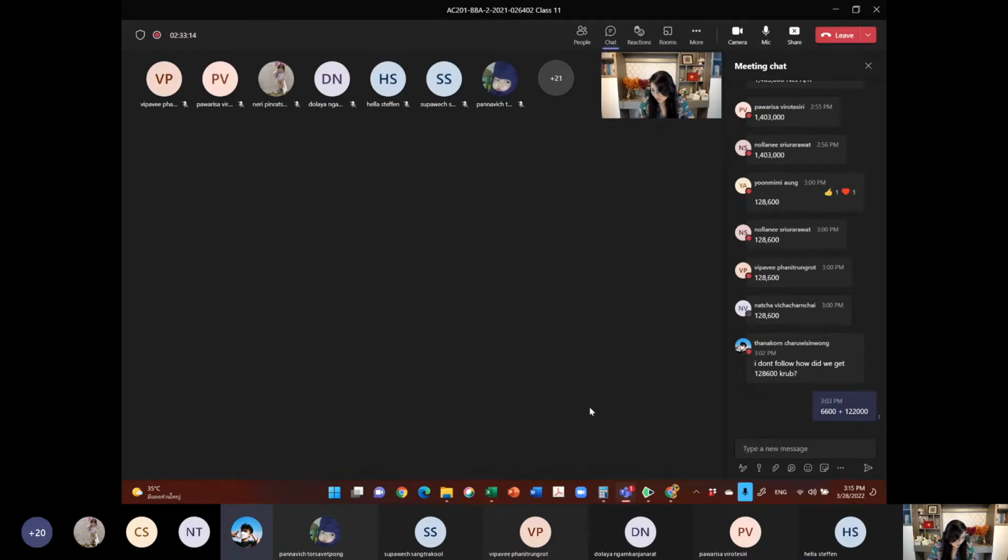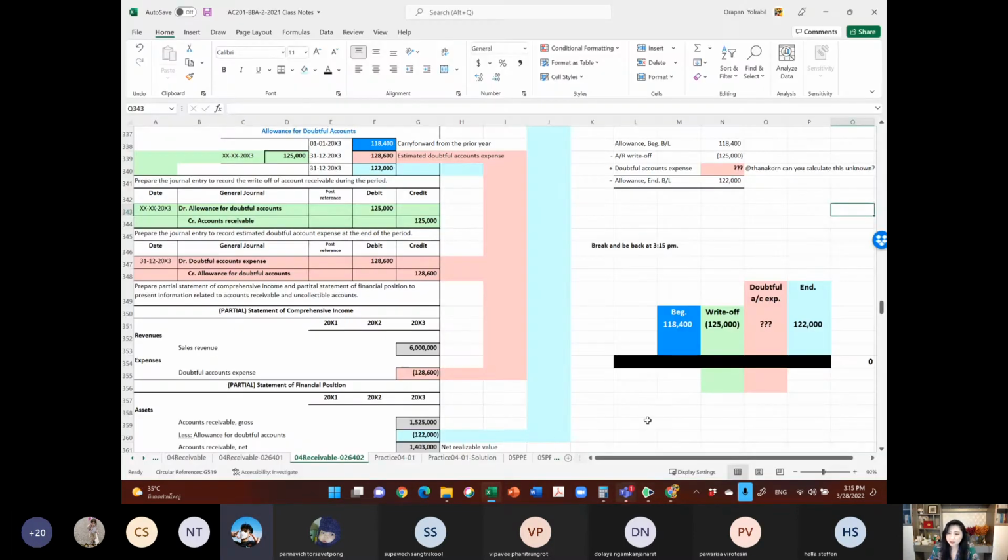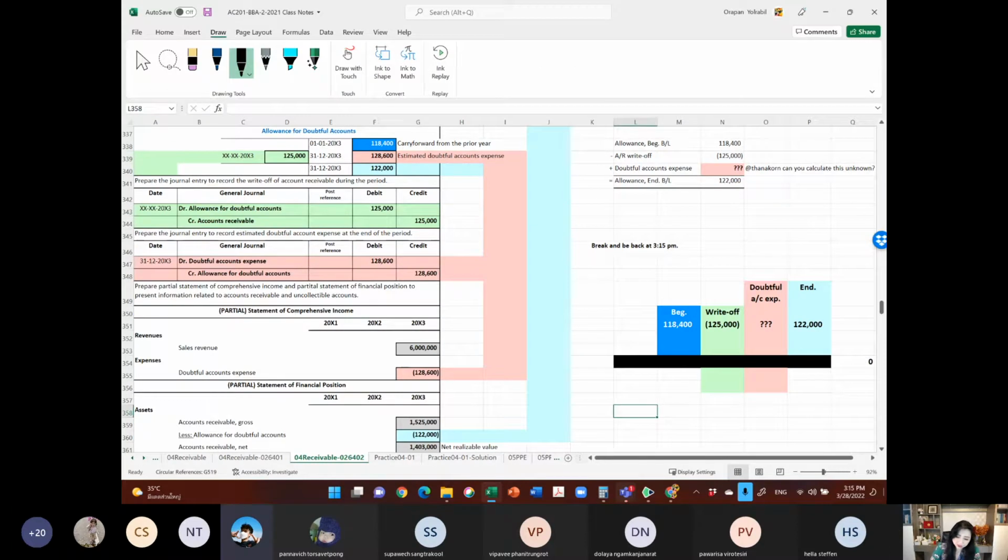Okay, so let me show you how to do the calculation to get that number. I draw a picture here for you. So let's say that right now we have the beginning balance, right, of 118,400. Where do we get the 118,400? We calculate it from AR gross multiplied by 8%. AR of which year? The prior year. Okay, all right. So this is the amount actually carried forward from the ending balance of the allowance from the prior year.